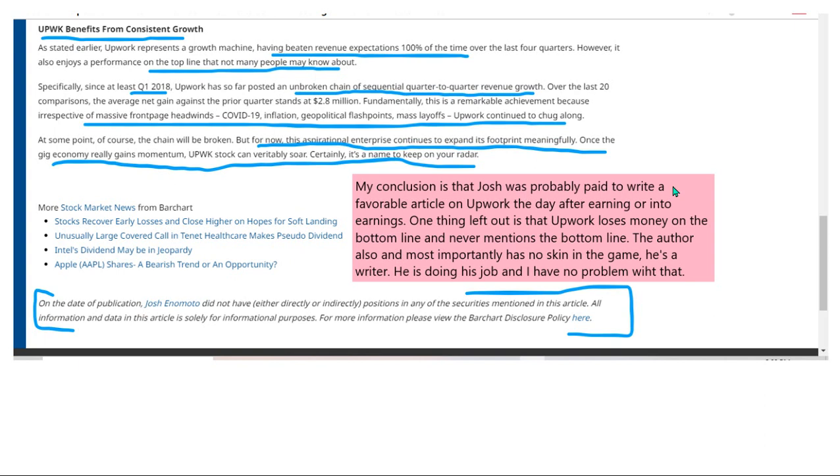So guard your mind against other influences and stick to your trading plan. If Upwork fits in your trading plan, you may want to consider trading it. But if it doesn't, don't pay any attention to this guy. He doesn't care if you make or lose money. He's just an author. And I have absolutely no bone to pick with this author. He simply did his job. But you have to guard your mind against some of these influences if you're going to be an individual stock trader. So that we will leave at that.